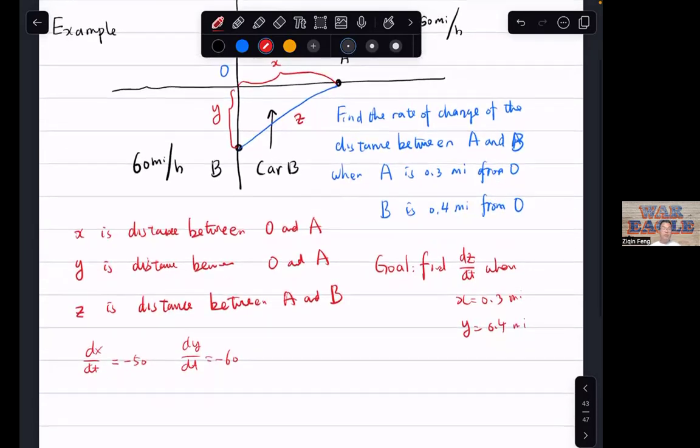You need to build a relation between x, y, z first. And in this problem, it's clear because x, y, z are in a right triangle. Which means x squared plus y squared is z squared, by the Pythagorean theorem.